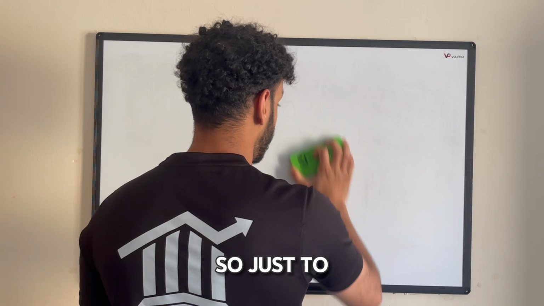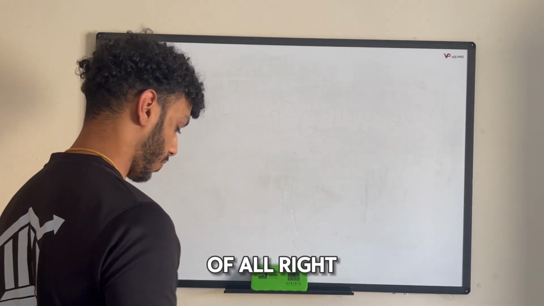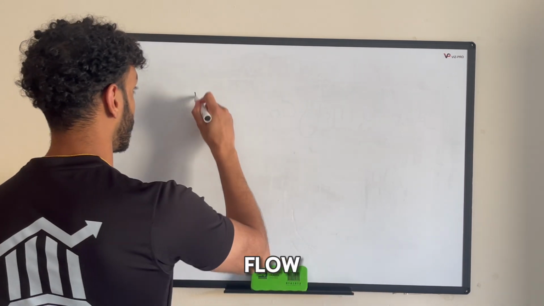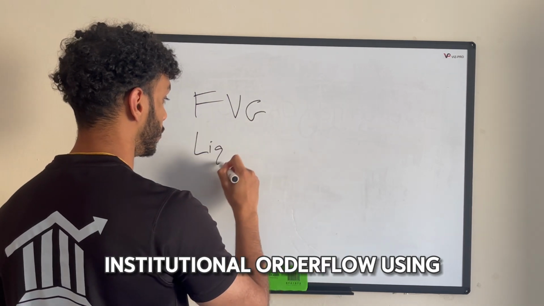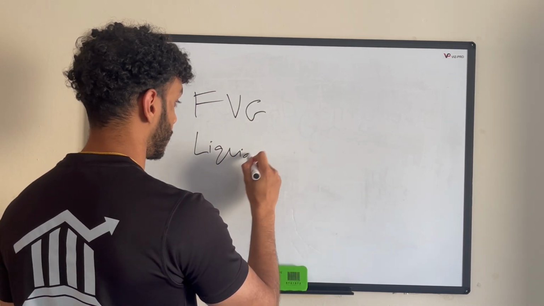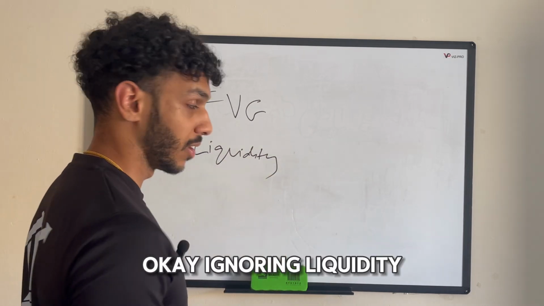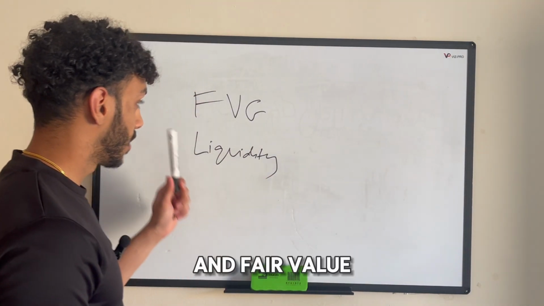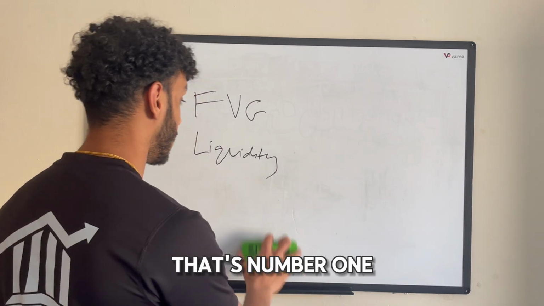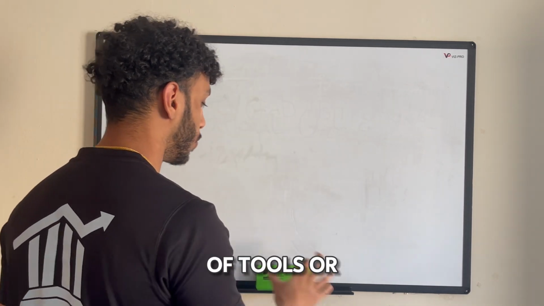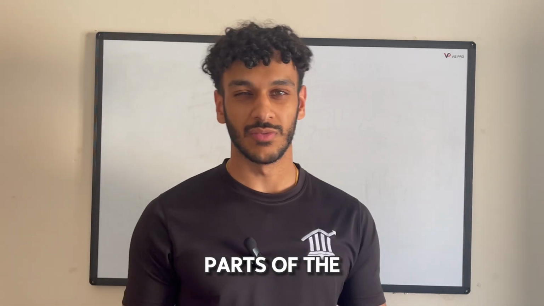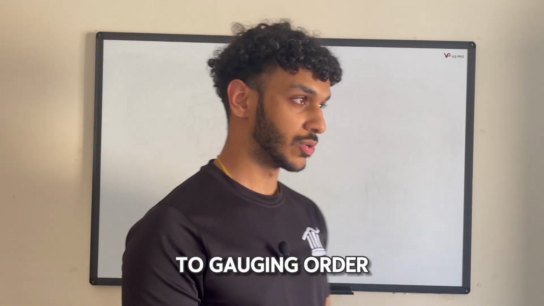So just to brief you, first of all, when I'm talking about institutional order flow, I'm predominantly gauging institutional order flow using liquidity. Ignore my writing. Liquidity and fair value gaps. That's number one, and that's really important. Now I'm going to break down three different tools, or parts of the video, that I think are relevant to gauging order flow.